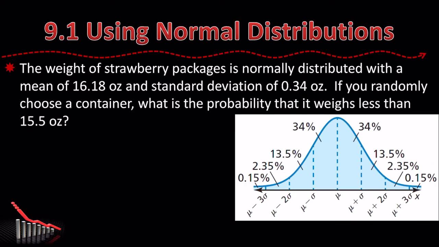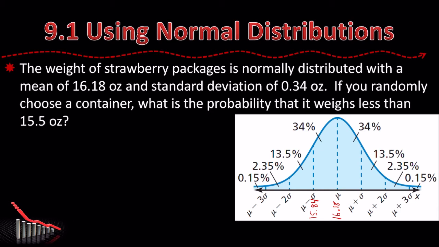All right, the weight of strawberry packages is normally distributed with a mean of 16.8 and a standard deviation of 0.34. If you randomly choose a container, what is the probability it weighs less than 15.5? All right, so our mean is 16.8, that's our mean. And our standard deviation is 0.34. So if I subtract 0.34, I get 15.84. So that was my mean minus a standard deviation.